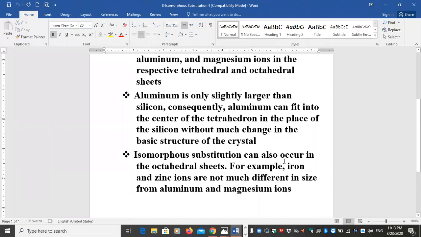Isomorphous substitution can also occur in the octahedral sheets. For example, iron and zinc ions are not much different in size from aluminum and magnesium ions.